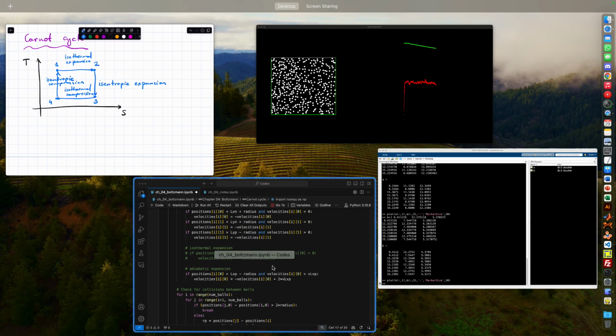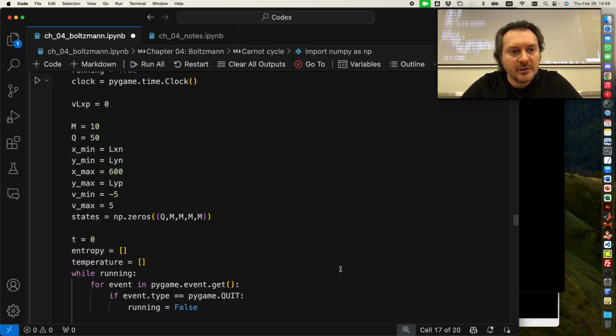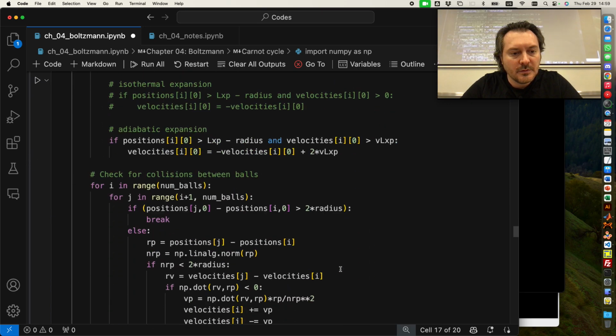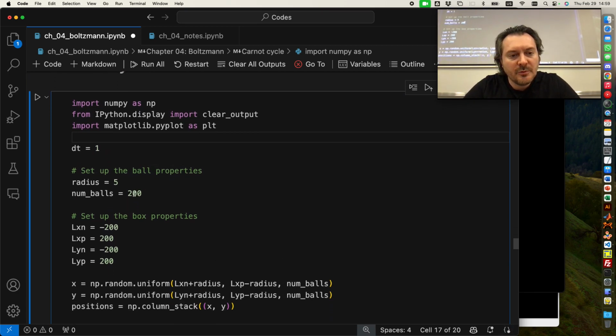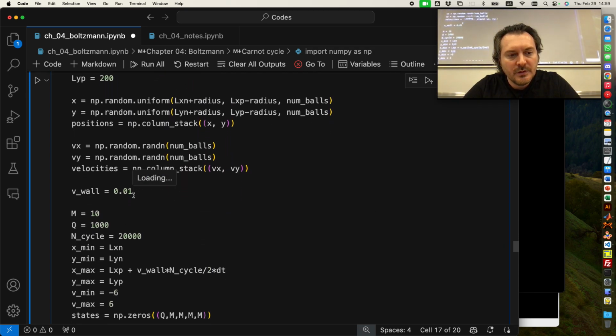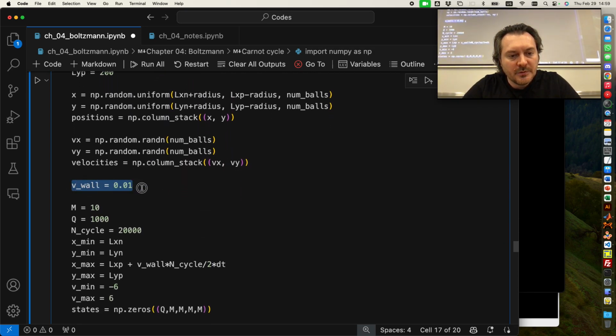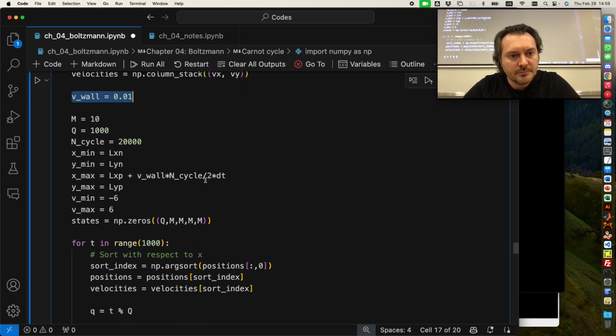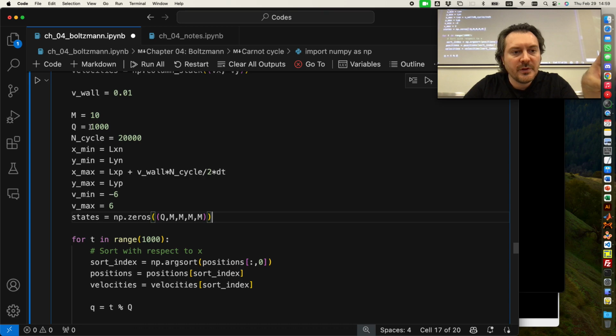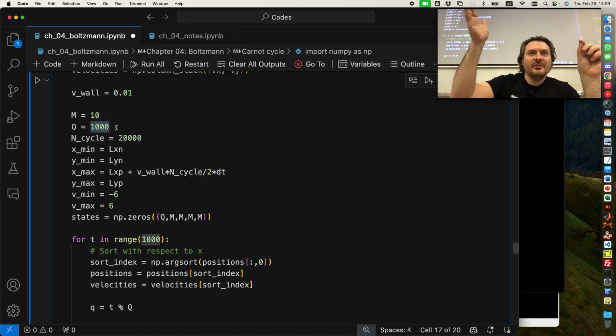All right, very good. So let me see how the Carnot cycle was implemented here. Same system, number of balls. I think I've decreased the number of balls. V vol is 0.01. Oh, I have increased this one. Okay, no worries. Everything is fine. I've increased, for example, Q so that I don't have too many oscillations in entropy, because the entropy change will be so small, as you said, that we will not see it if we don't increase Q.